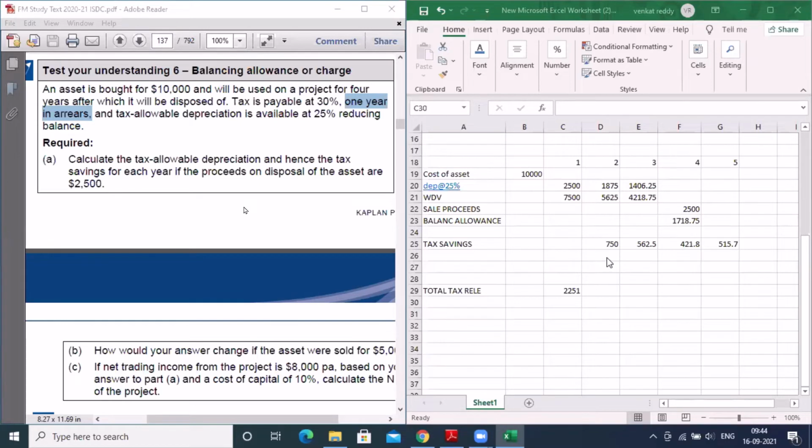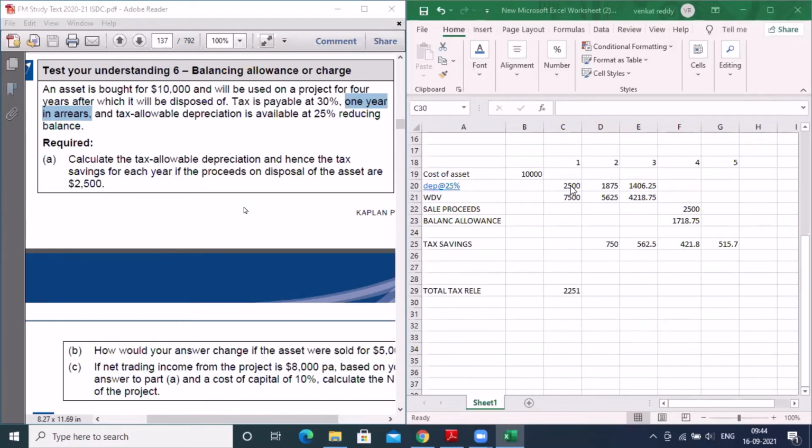Now, tax savings are nothing but tax relief. You can use any word, tax relief or tax saving. Now, tax saving means the saving because of claiming the depreciation. Normally, in this case, the first year we claimed a depreciation of 2,500.